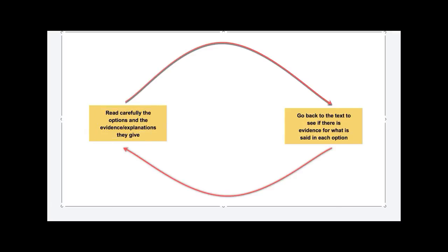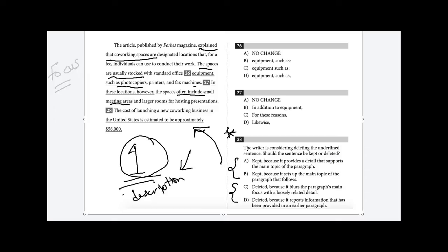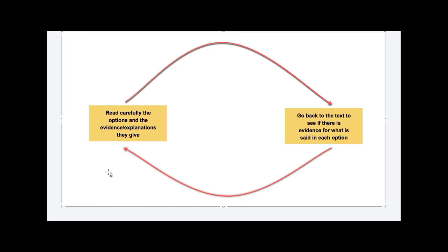So in this case, the option says it's correct because it provides a detail that supports the main topic of the paragraph. That's what it's claiming, okay? So you read that carefully. Then you go back to the text and see, is there evidence for what the option just said?